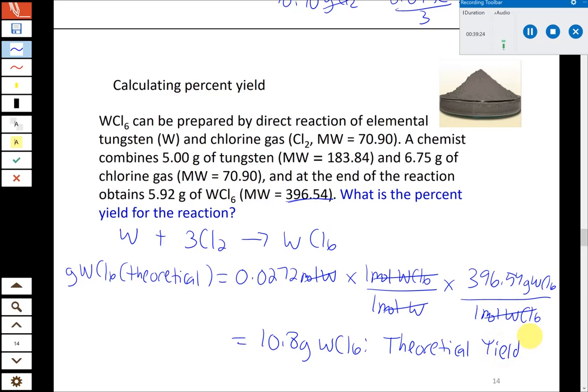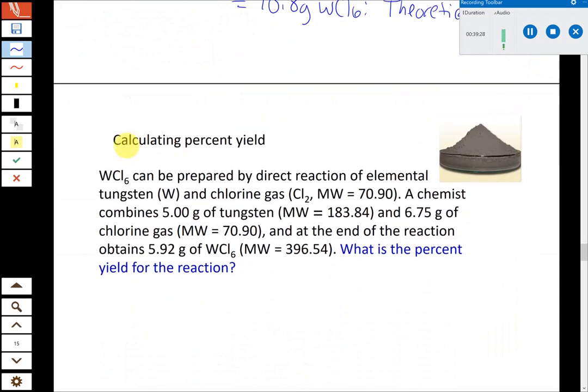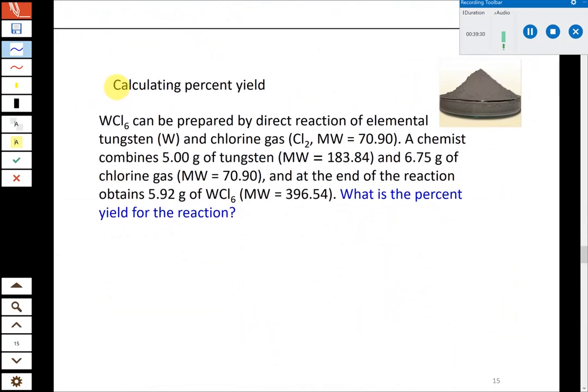All right. So that's going to be the theoretical yield. And then finally, we can calculate percent yield by just using the definition of percent yield as we introduced at the beginning of the problem. So percent yield is actual divided by theoretical times 100.